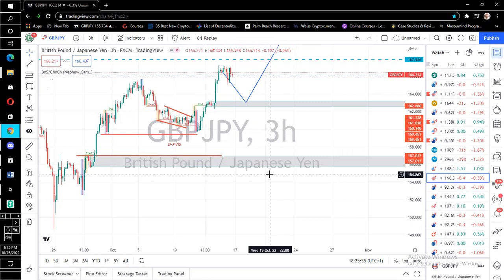It's not all about knowing where the market is headed. It's all about knowing what to do when the market has gotten to the level that you are watching.